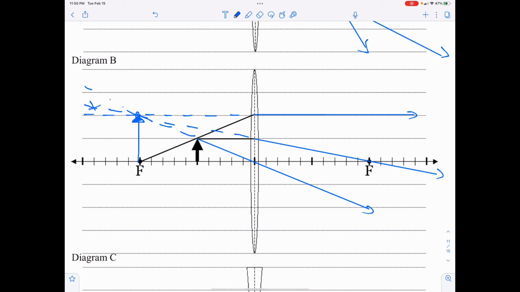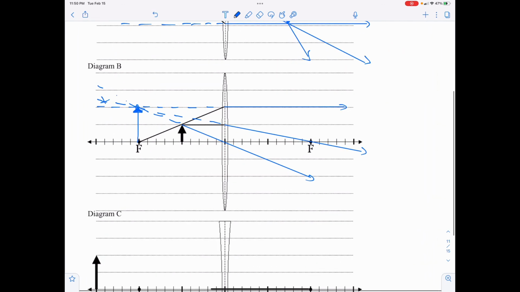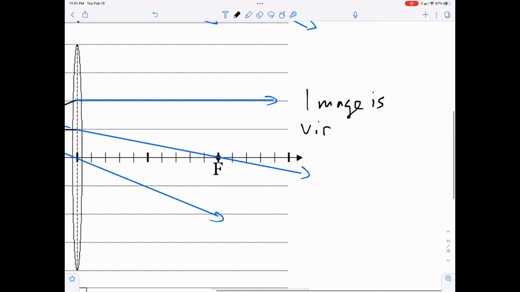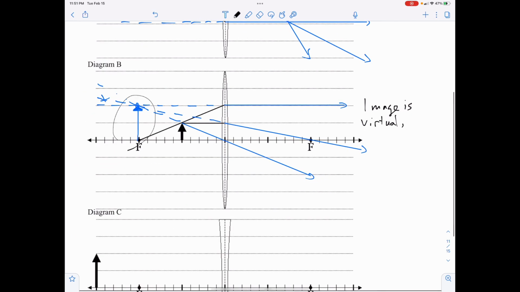Notice the image is drawn from a point of intersection above the principal axis. So the image is, well, number 1, it's a virtual image. Okay, how do we know it's a virtual image? The image forms in front of a lens instead of behind it.